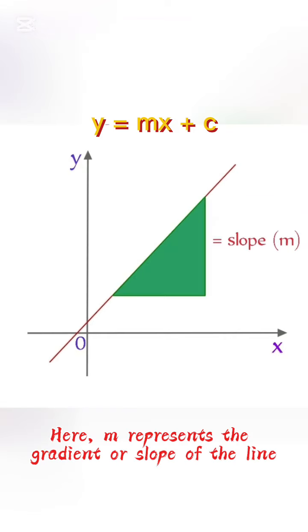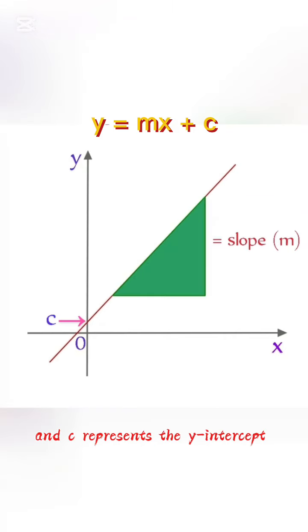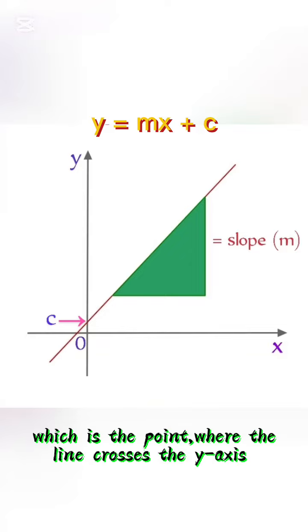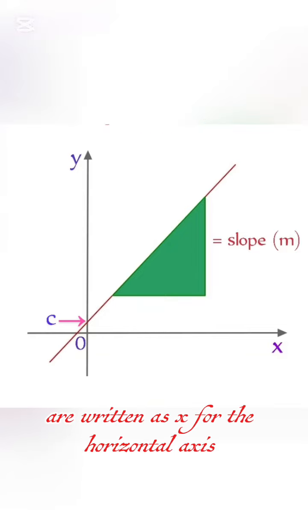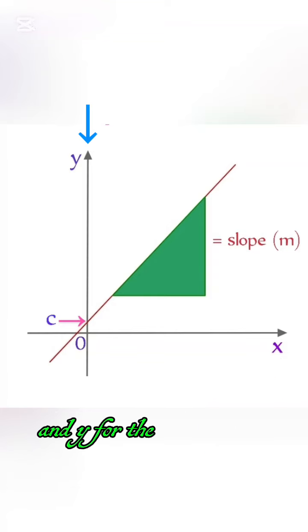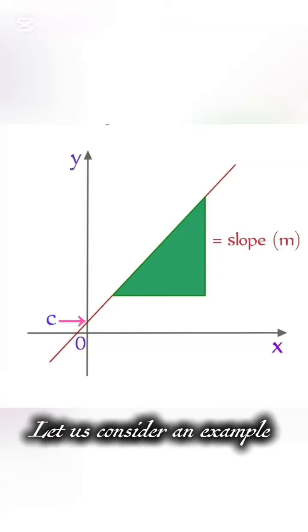The equation y = mx + c is the general equation for any straight line. Here m represents the gradient or slope of the line and c represents the y-intercept, which is the point where the line crosses the y-axis. The coordinates of any point on the graph are written as x for the horizontal axis and y for the vertical axis. Let us consider an example.